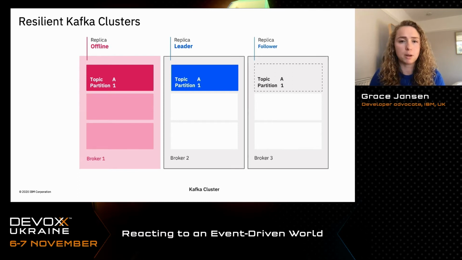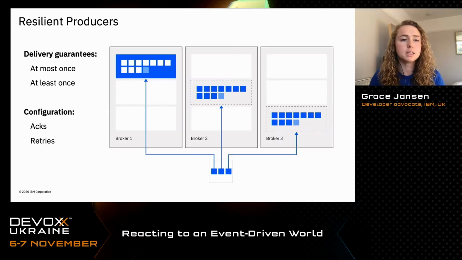But what about our applications and how they interact with Kafka? How do we make sure that the records from our app are actually successfully being sent to and consumed from Kafka? Let's take a look at how we introduce resiliency into our producers, first of all. If you haven't come across the term producer before, a producer is the name of an application that's sending records or messages to Kafka.